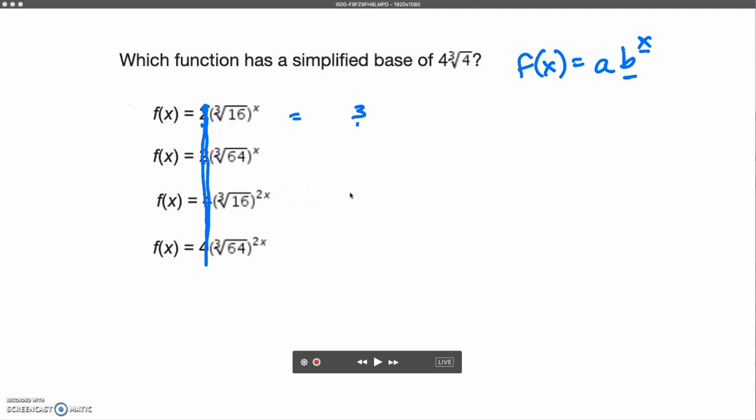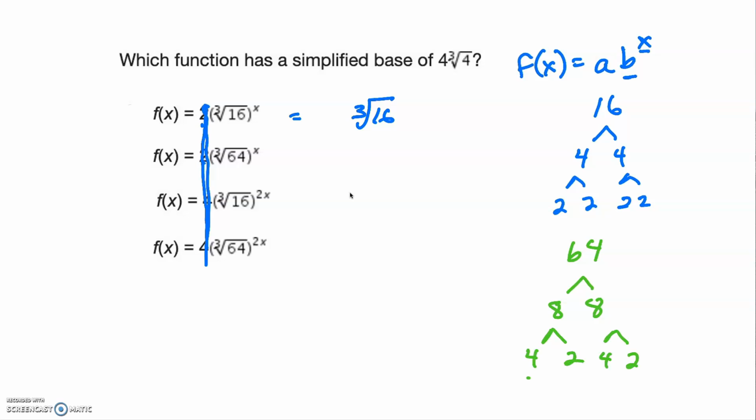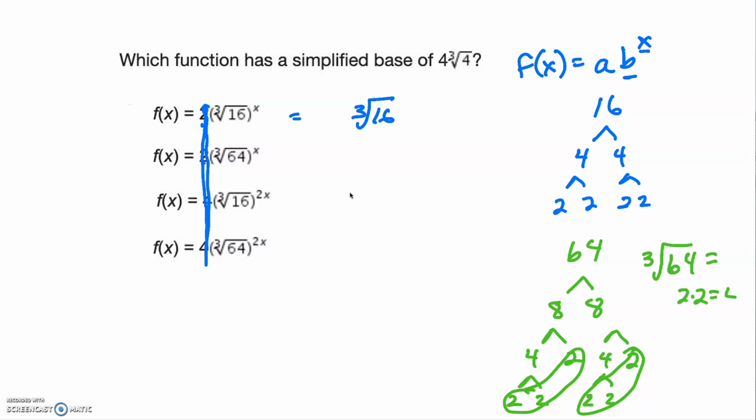So the cube root of 16, so we've got 16 and 64. So the first thing I'm going to do is factor 16 is 4 times 4, which is 2 times 2, and 2 times 2. And then 64 is 8 times 8, which is 4 times 2, 4 times 2. And if we notice on 64, we have 2 pairs of 3s. So the cube root, because these are all cube roots, the cube root of 64 is just going to be 2 times 2, which is equal to 4.